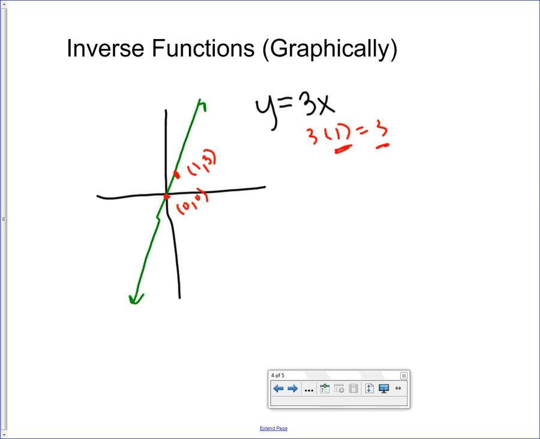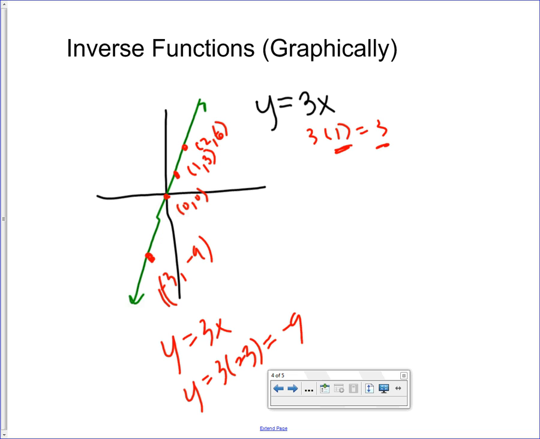Input, output. We also know 2, 6. And how about a negative value? Let's do -3, -9. And I know that because if y equals 3x, 3 times -3, the output will be -9. So there's a couple points.